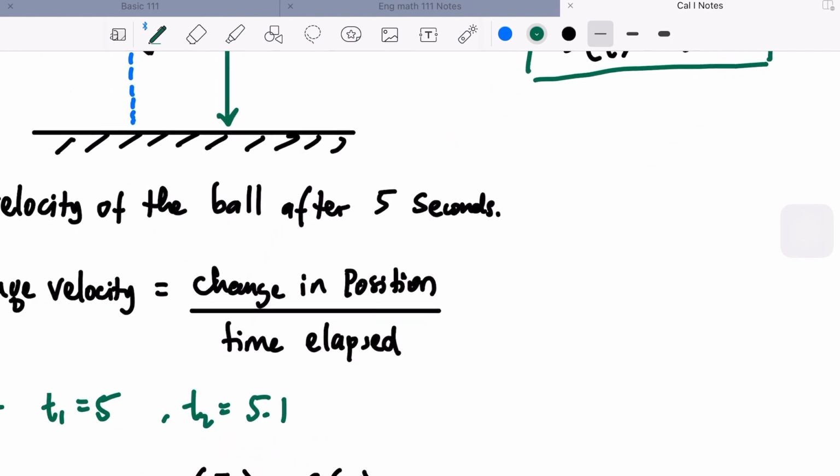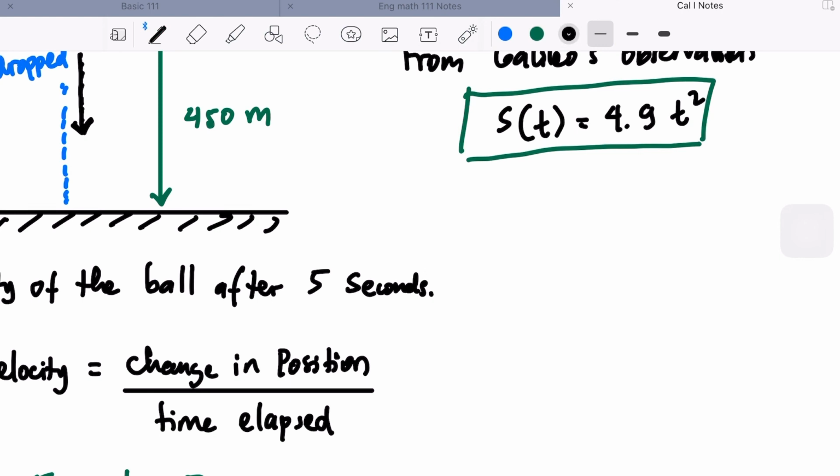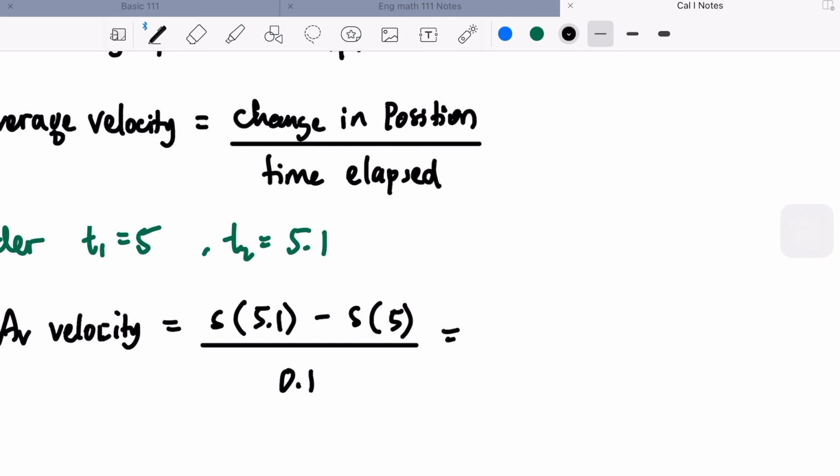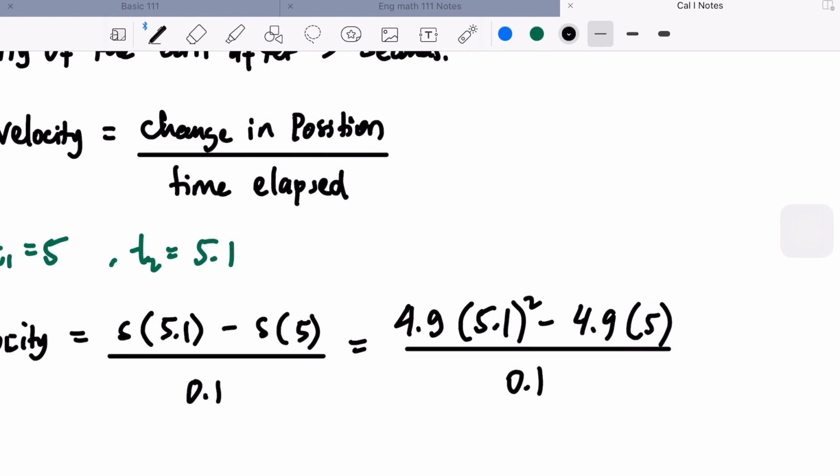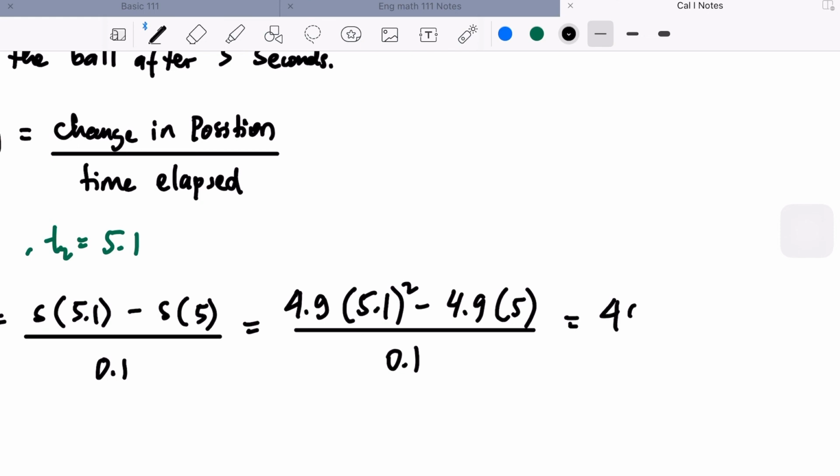So this 4.9 t squared we are going to include in our calculation here. And then you can use your calculator to compute, and this will be around 49.49 meters per second. So that will be our average velocity.